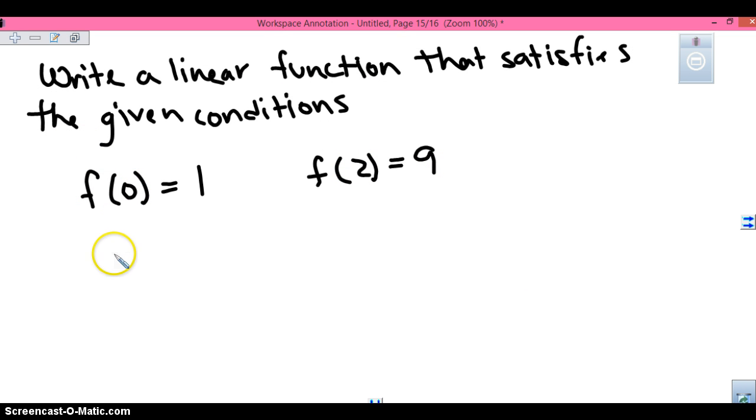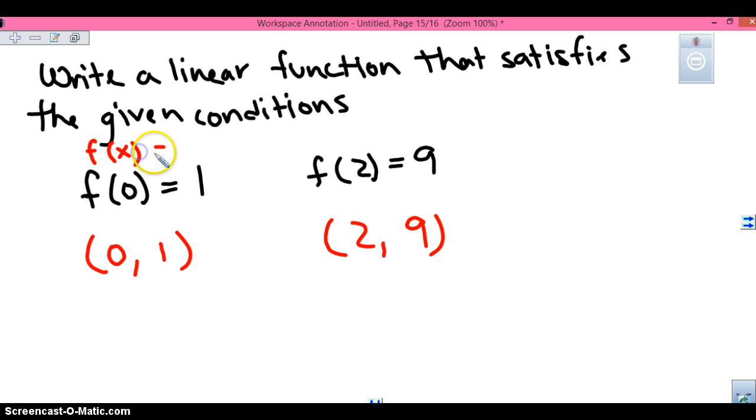Write a linear function that satisfies the given conditions. If f of 0 equals 1 and f of 2 equals 9, what are the two ordered pairs we're looking at here? 0 and 1, 2 and 9. So this is the same thing as saying f of x equals 1 and f of x equals y, and f of x equals 9. So that's how we know this x is 2 and this x is 0.